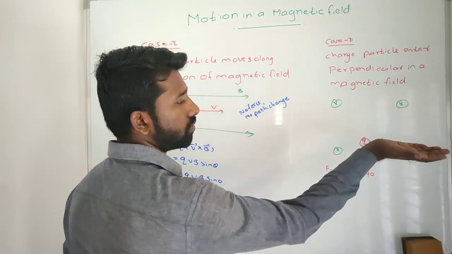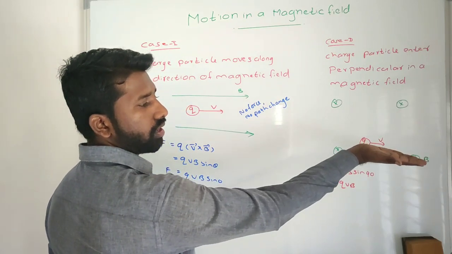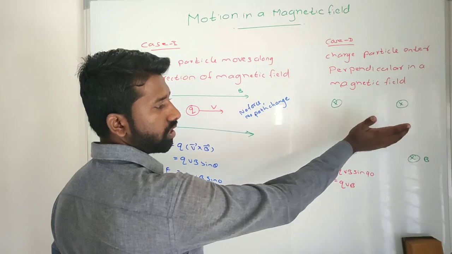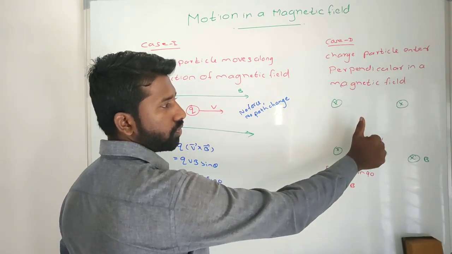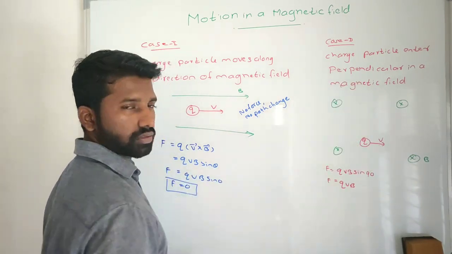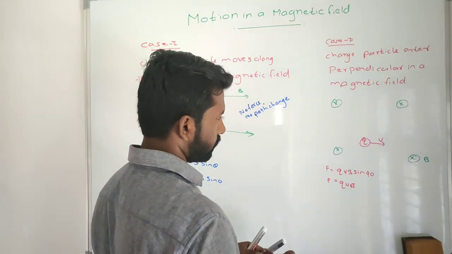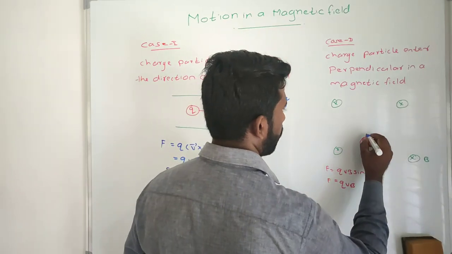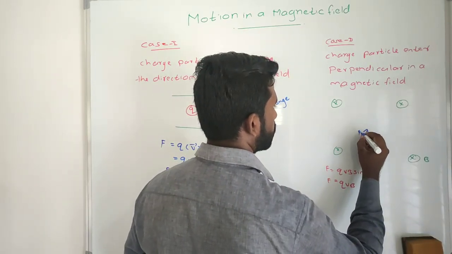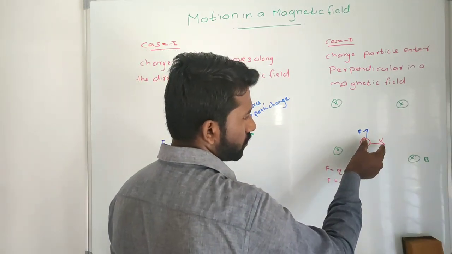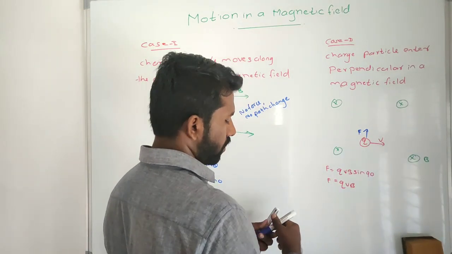What is the right hand rule? You place your right hand in the direction of the first vector, that is the velocity, and curl towards the magnetic field. So I am getting the force direction like this. This is the force direction. Clear? Due to this force, it will try to deviate slightly from its path.